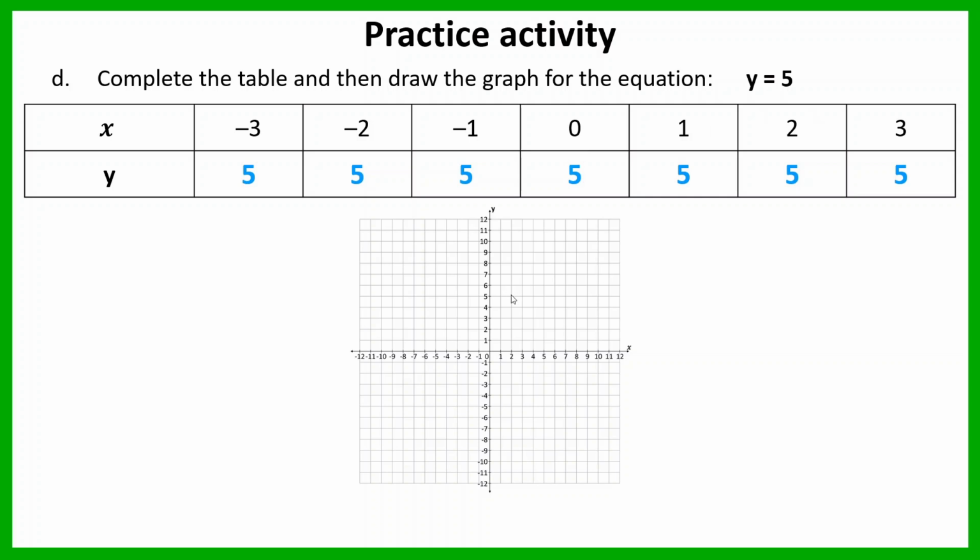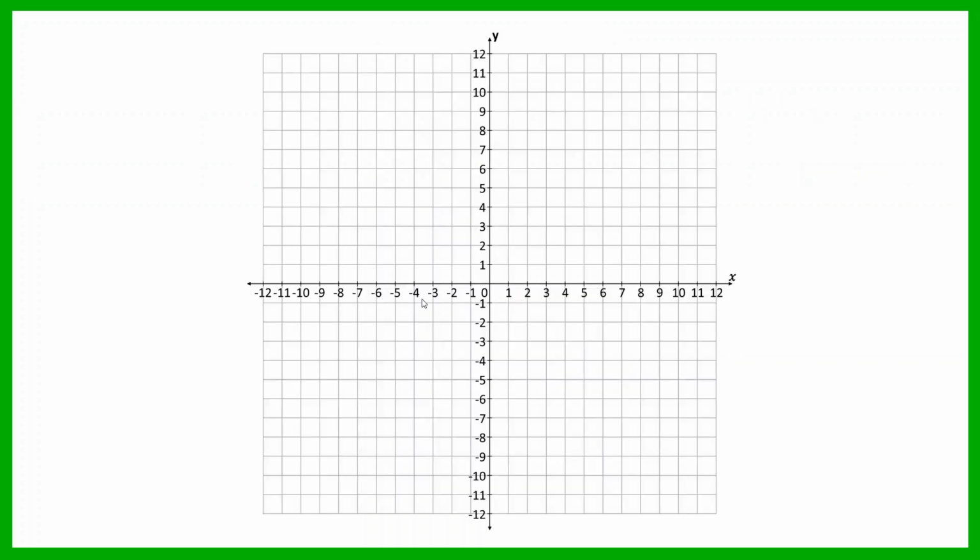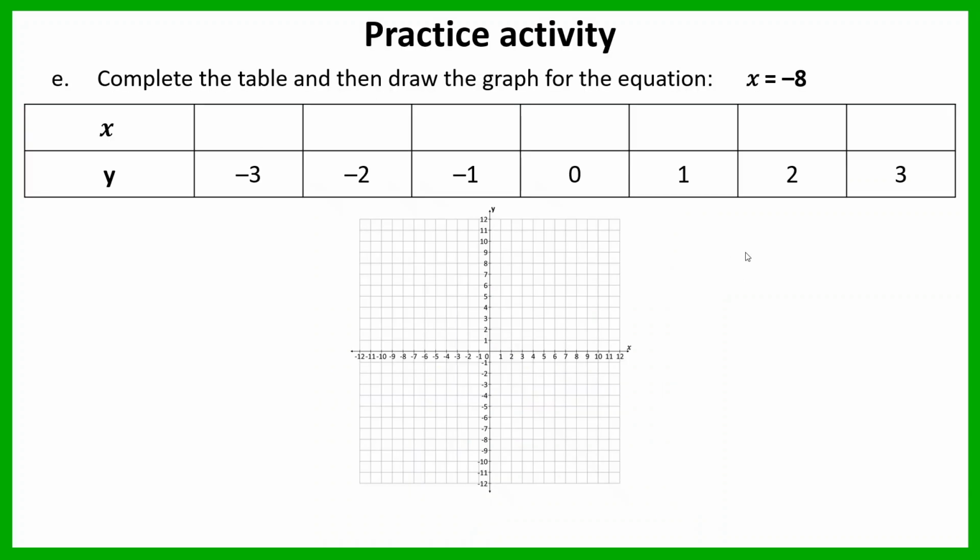Okay, so when we plot this on the Cartesian plane, this is what it's going to look like. We've got the points negative 3, 5, negative 2, 5, negative 1, 5, 0, 5, 1, 5, 2, 5, and 3, 5. And then when we draw a line through it, it's going to look like this. You've got a line that's horizontal and parallel to the x-axis. And then we need to label the line with the equation y equals 5. Okay, let's go on to the next one. In this one, you've got the equation x equals negative 8. I'm going to give you 2 minutes for this one as well.